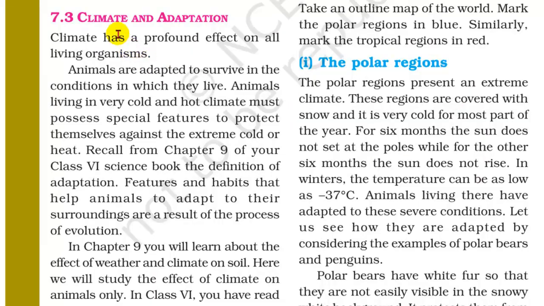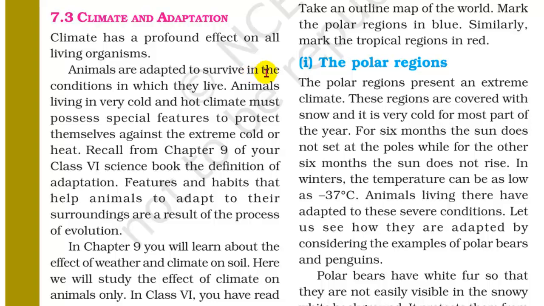Let's see the next topic, climate and adaptation. On the Earth's surface, there are different places where the temperature is very hot and very cold. For example, the desert region is very hot and the polar regions are very cold. So the animals living in different regions have different adaptations in order to survive in the place where they live.